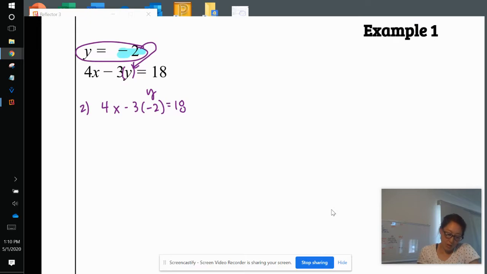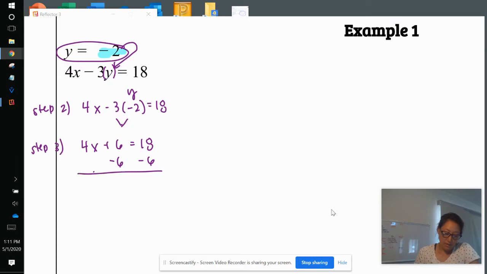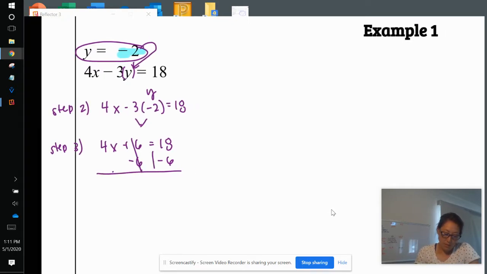Now we solve for x. Step 3 is to solve for the variable. So I have 4x plus 6 is equal to 18. Okay. Now I need to show my work for every single step. So I'm going to write -6 and -6. You can either write that on the side or you can write it in like this. Okay. Right, then that step. So I get a 0. And I get 18 minus 6 is 12. And so I get 4x is equal to 12.